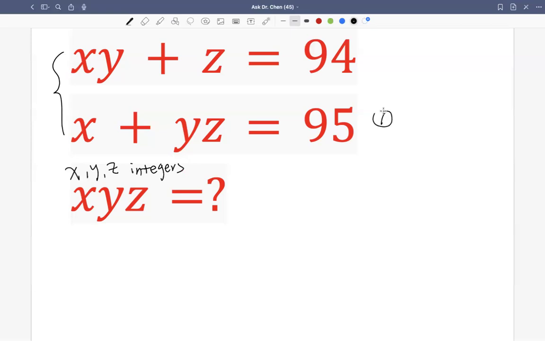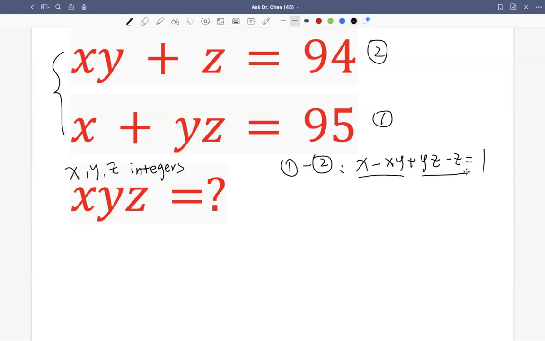So let's call this equation 1 and this 2. Let's use 1 subtract 2. So let's just write it down first: x minus xy plus yz minus z equals 95 minus 94, which is 1. Now we have four terms.